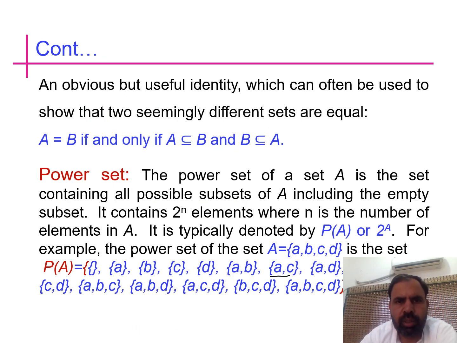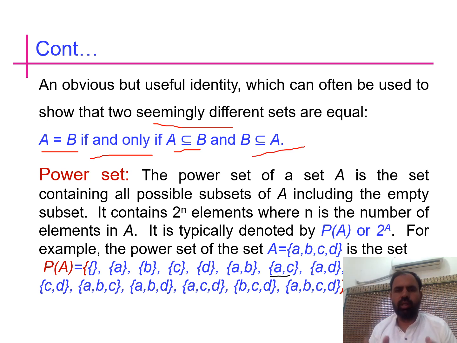An obvious but useful identity which can often be used to show that two different sets A and B are equal: A equals B if and only if A is a subset of B and B is a subset of A. That is to say, A contains all the elements of B and B contains all the elements of A.